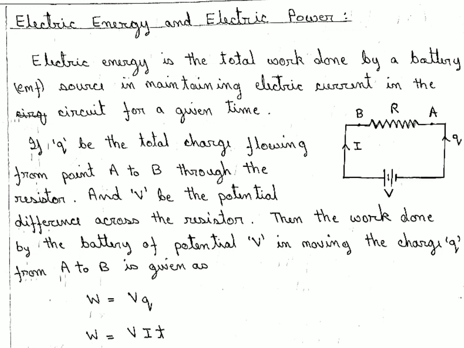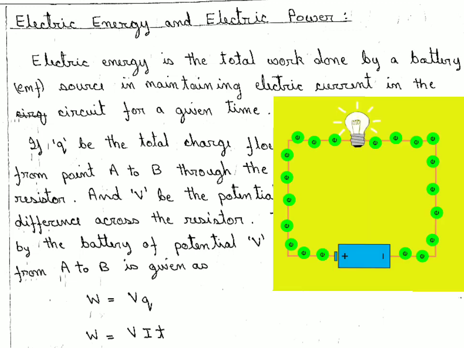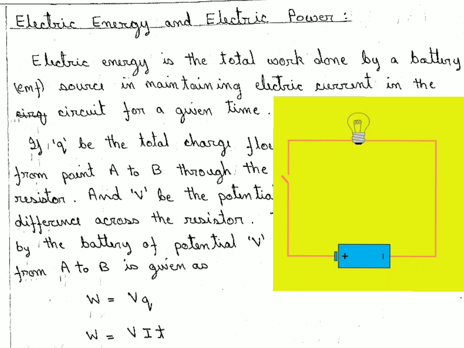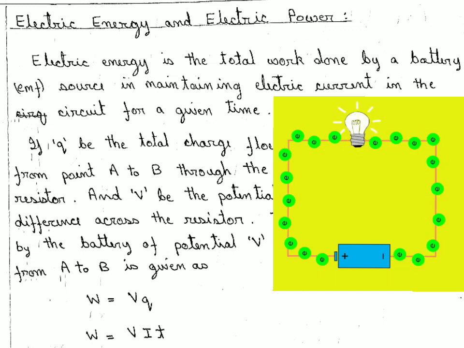So we come to the next topic, which is electric energy and electric power. Now electric energy is the total work done by a battery or an EMF source in maintaining electric current in the circuit for a given time. Now if a current is flowing through a bulb, then the bulb will actually glow, and after some time it will also be heated. So if you touch it, it may burn your hand. So the bulb in this case is converting electrical energy into light energy and heat energy.